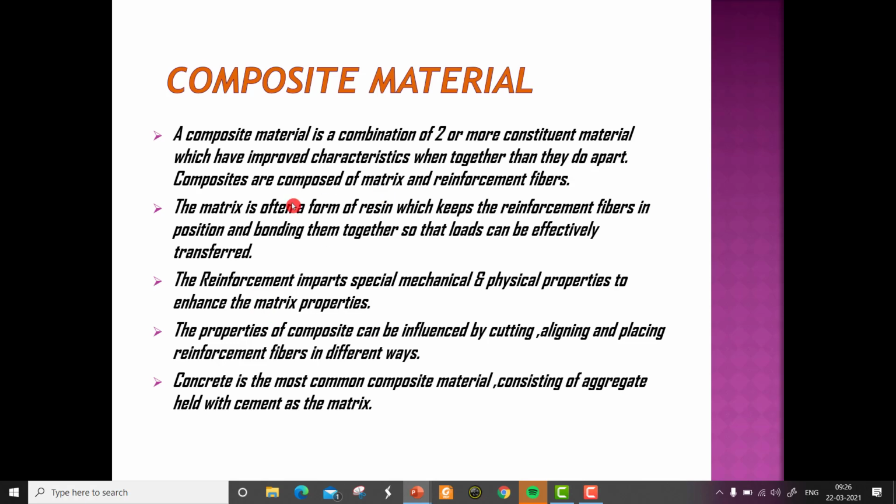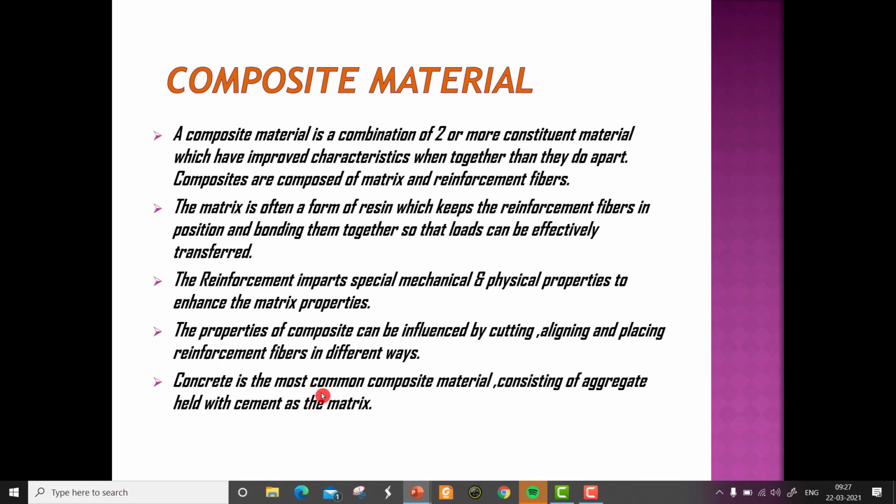So we said composites are a combination of matrix and reinforcement. We learned the matrix is a form of resin which keeps the reinforcement fibers in place so that the loads can be taken effectively, and the reinforcement imparts special mechanical and physical properties to enhance the matrix properties. The properties of a composite can be influenced by cutting, aligning, and placing the reinforcing fibers in different ways. So the arrangement of reinforcement fibers is an influencing factor on the properties of the composite.